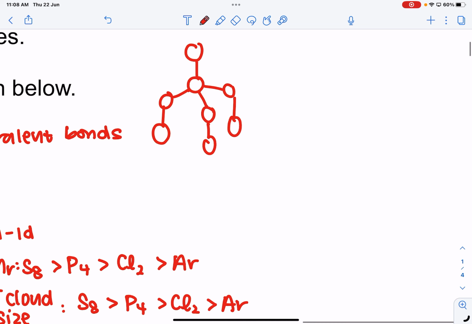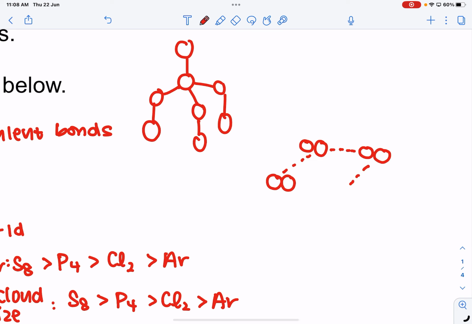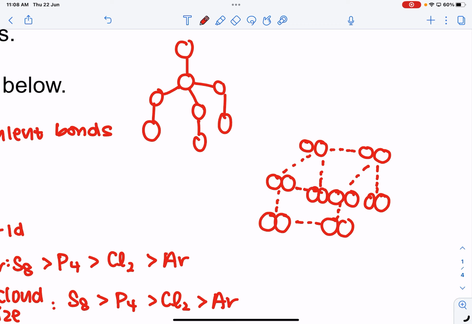However, for your simple covalent, it usually exists like this. So it's like a Cl2 pair, and then there are intermolecular forces, and another pair. So they're not the same, because they do not form any other covalent bonds. They just form covalent bonds within the molecule, and that's it. The rest of the lines are all weak intermolecular forces. So yes, they are still in a lattice. However, in this case, they are not bonded.